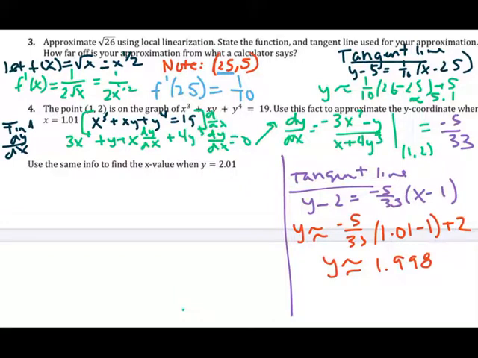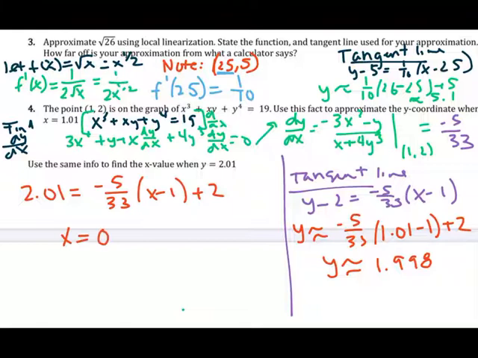Now, for the second part, it says use the same info to find the x value when y is 2.01. So what that's saying is 2.01 is y, and that's negative 5 over 33 times x minus 1 plus 2. And if we just solve for x here, that's going to give us that x equals 0.934.